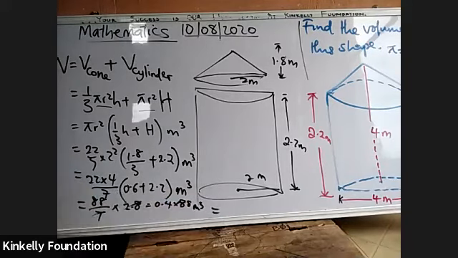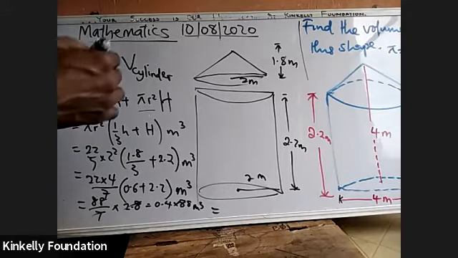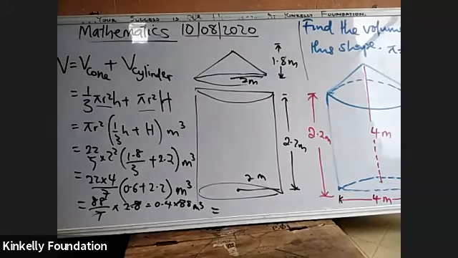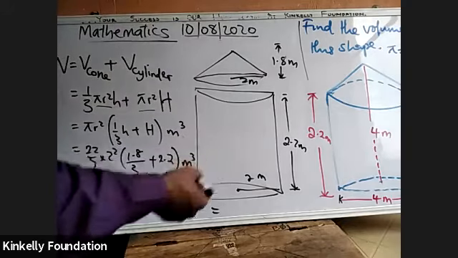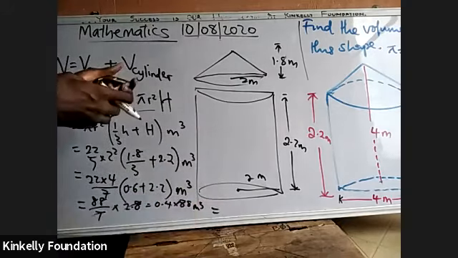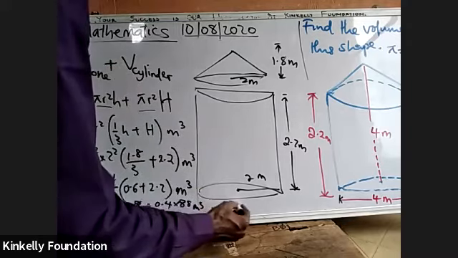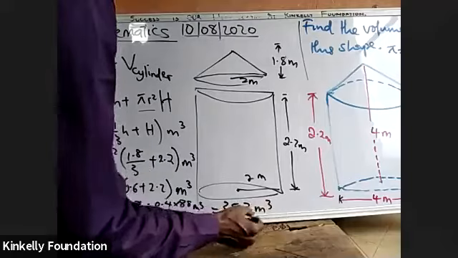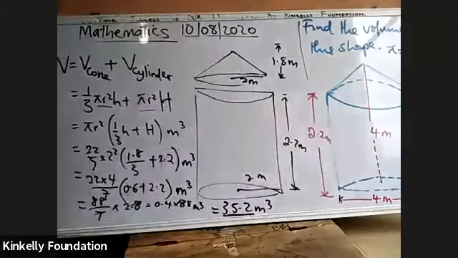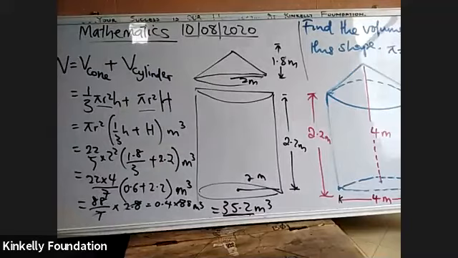So 0.4 times 88, we have what? 56/5 pi meters cube. Now what we have here, 0.4 times 88, that is 176/5. That's it. We have the pi there. 176 over 5. When you reduce it, we have 35.2 meter cube. This is the answer to that question.